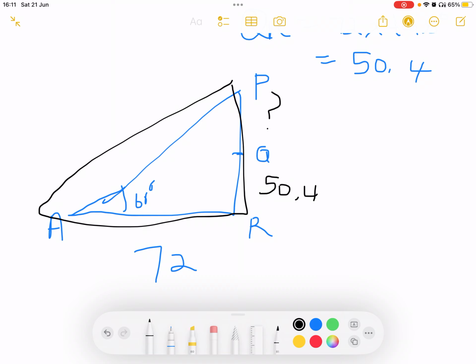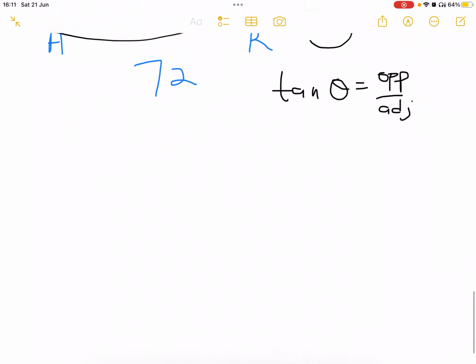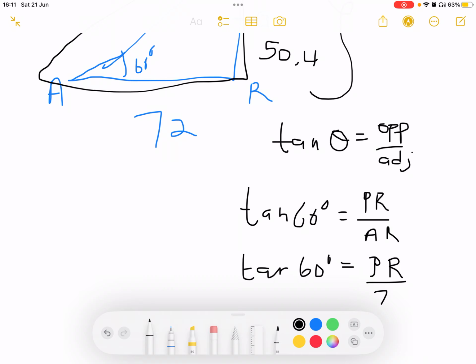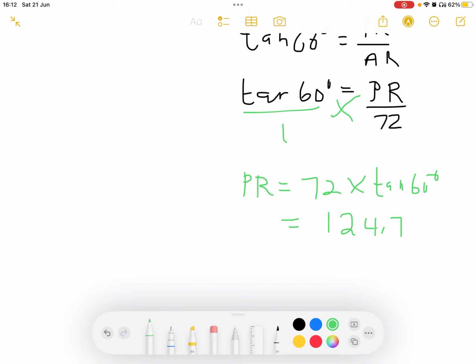Still using tan, because we have the opposite side, in order to find this part, PR. So tan of the angle theta is given by the opposite over adjacent, and this will be tan of 60 degrees is equal to the opposite side, PR, over AR. So tan of 60 degrees is equal to PR over 72. For us to calculate PR, we divide this by 1 and cross multiply such that PR is equal to 72 multiplied by tan 60 degrees. And then we get the value of 124.7 in length.